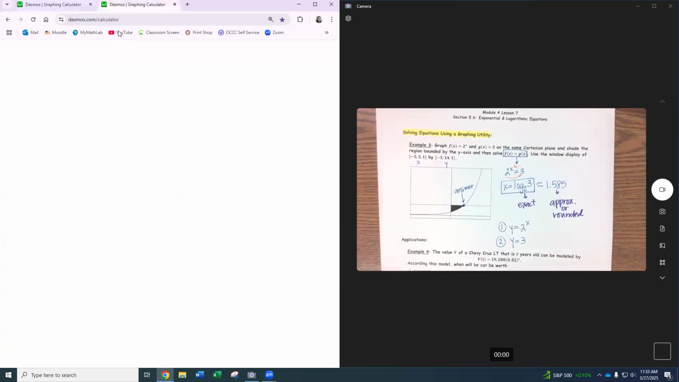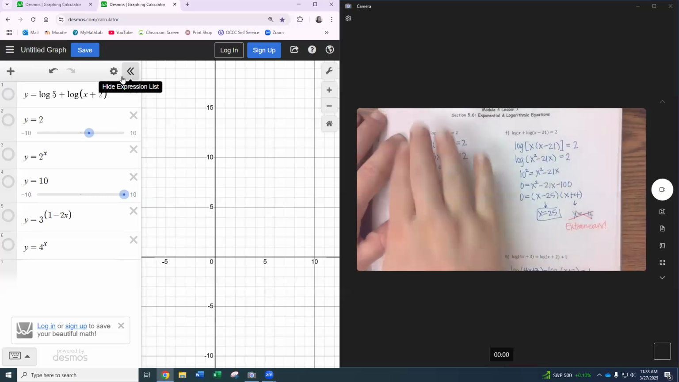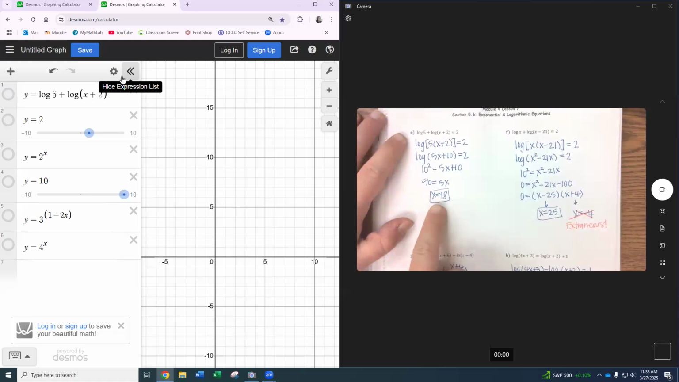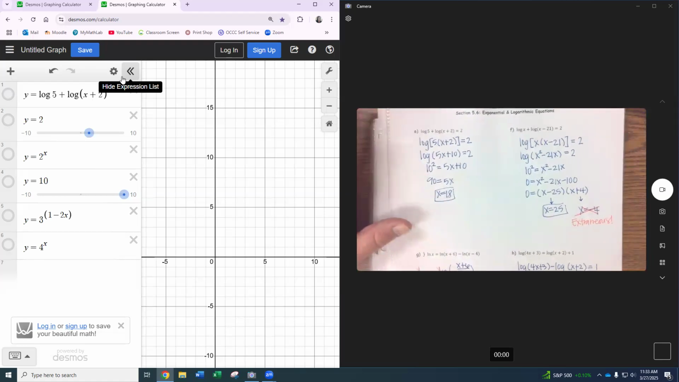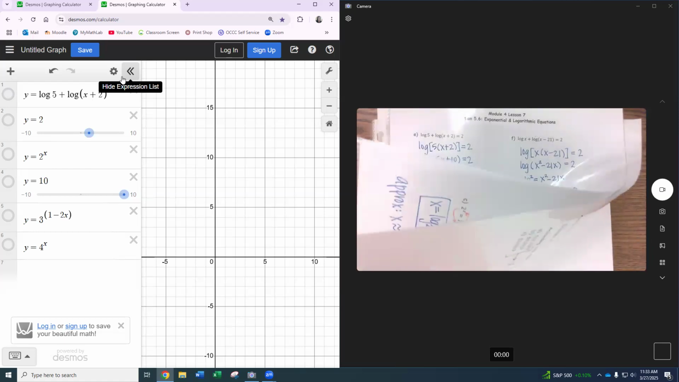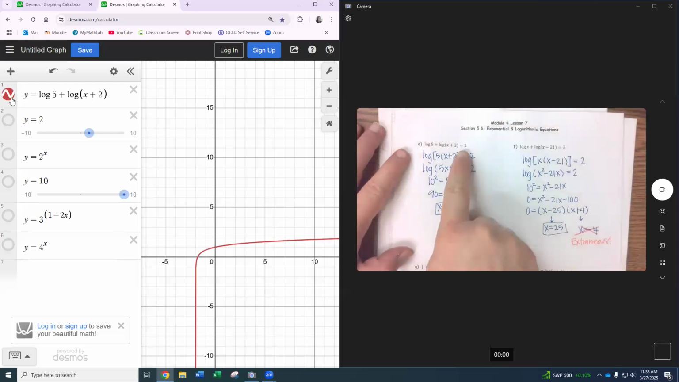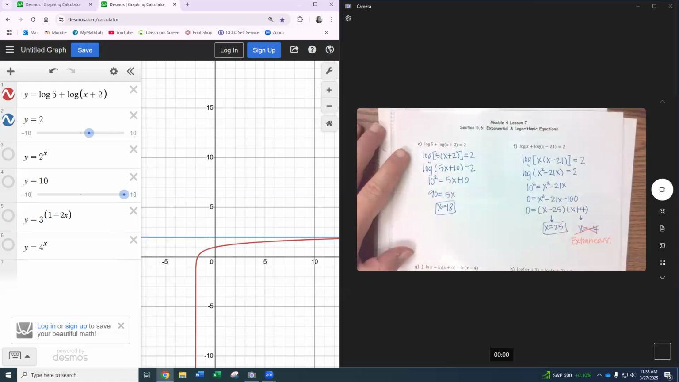So to kind of show you some examples of this, for example, on page 203, part E, we went through this and we solved this and we got x equals 18. This is example 1, part E. So what I do is I type in y equals the left side, that's this right here, and y equals the right side. So y equals 2, and find the intersection.